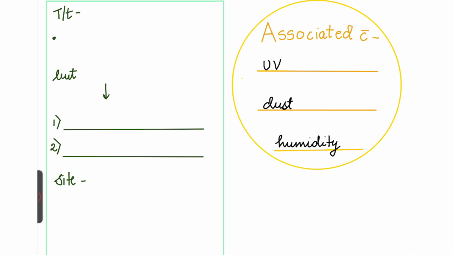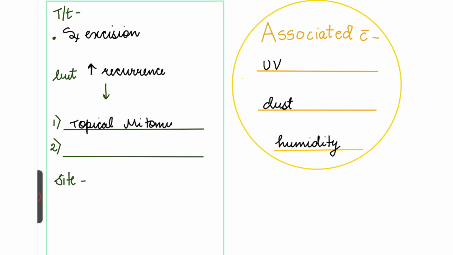Next is treatment. The best treatment is surgical excision. But surgical excision has increased rate of recurrence. So to reduce this recurrence, we use topical mitomycin C and we use autograft.